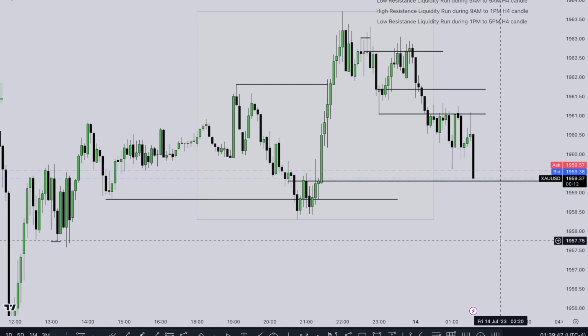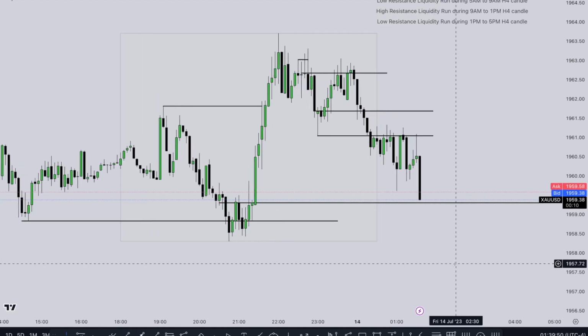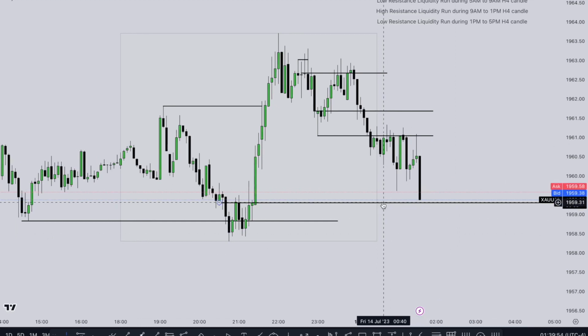Okay, all right, so that's all, guys. Yeah, and you can see the drawn liquidity is here, easy from all the way up to down here.